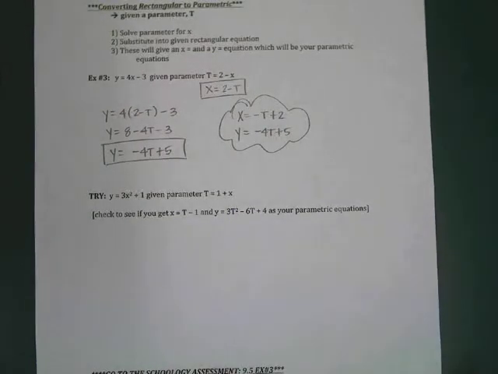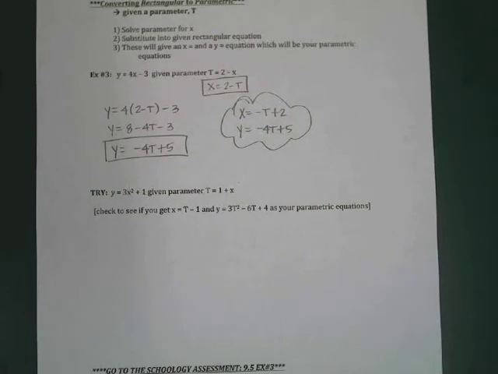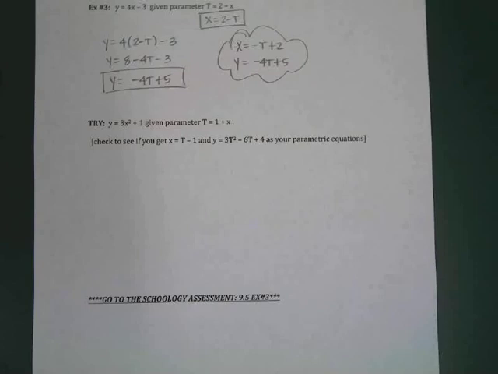So I want you to try y equals 3x squared plus 1 given the parameter is 1 plus x. And I already gave you the answer there, what your parametric equations would be. X equals t minus 1 and y equals 3t squared minus 6t plus 4. But I want you to just make sure that you know how to work it out. And then you'll be able to do the Schoology assessment, your last one, example number 3.